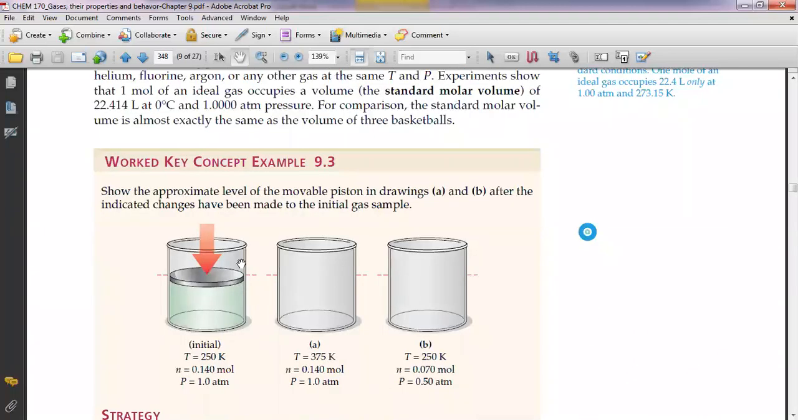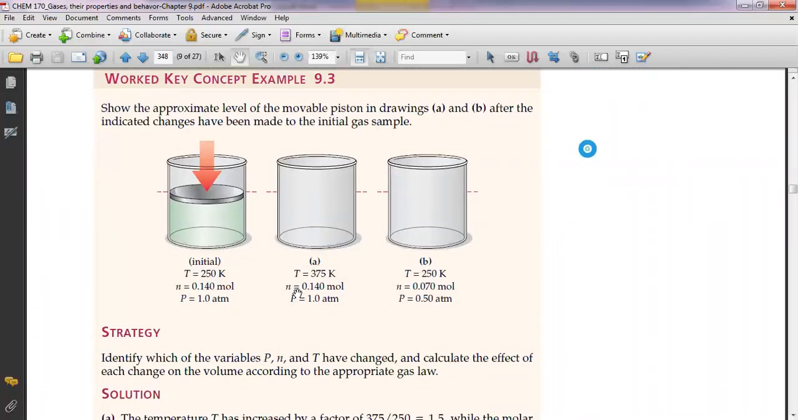So this is one of the examples. The importance of learning is critical thinking, understanding what is happening with the different variables. So let's start with the example. If the temperature is 250 Kelvin, the number of moles is 0.140, and the pressure is 1 atmosphere, what is happening with A and what is happening with B?